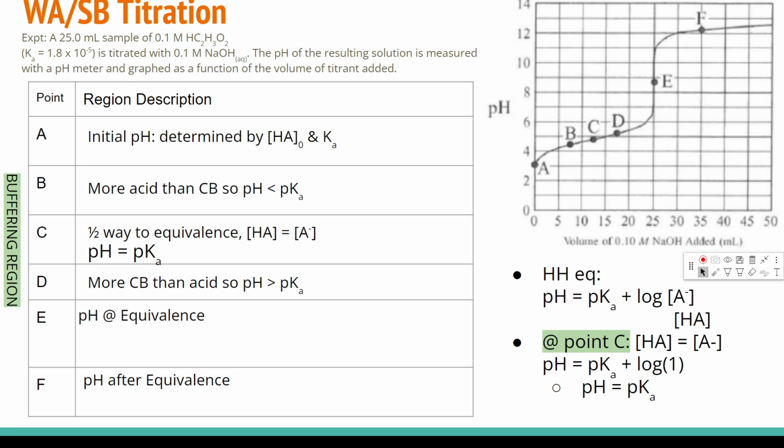And then if you're confused on why, think of what Ka is. We have products over reactants. Think of how we write this reaction. So it's stuff we've talked about before. So, cool.